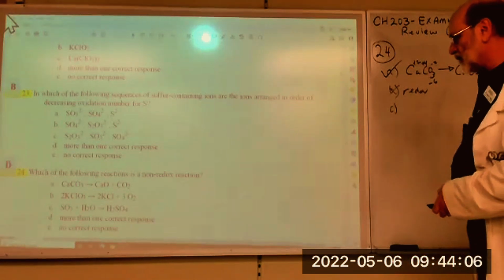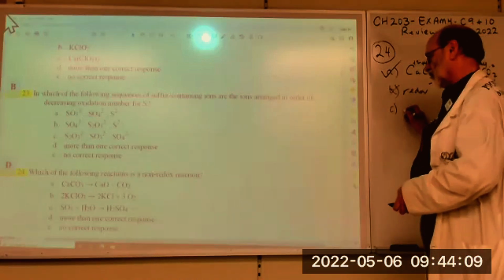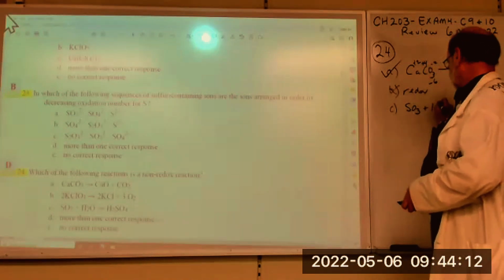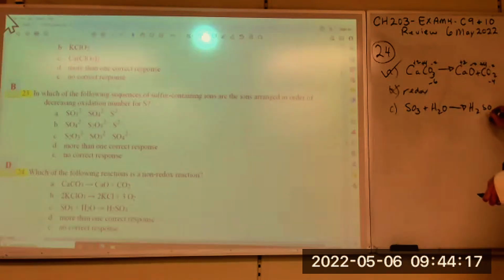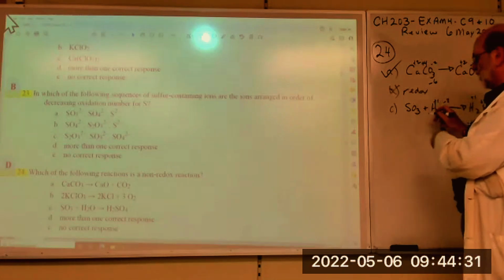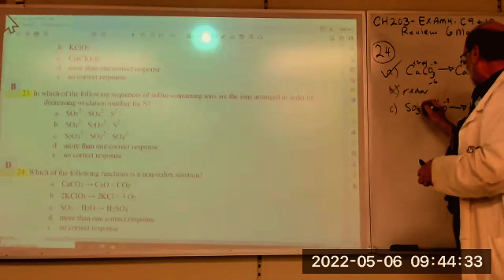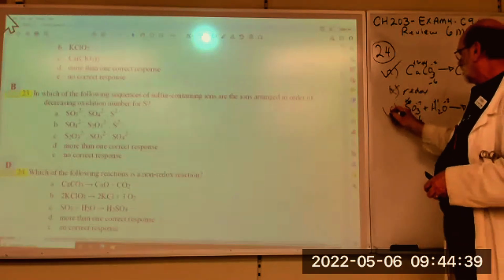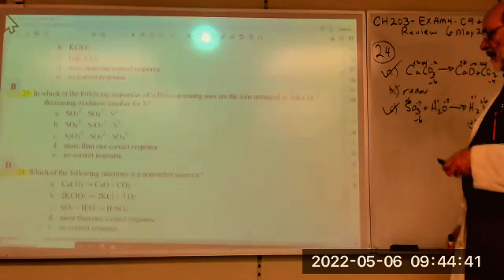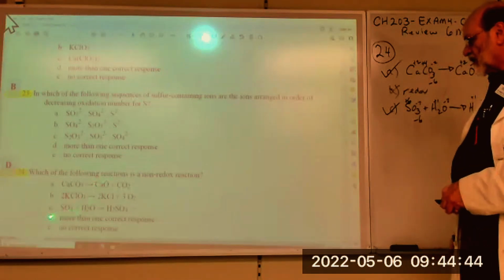SO3, H2O, H2SO4. Let's see about this one. SO3 plus H2O yields H2SO4. Okay, so that's +1, that means +2 total. This is a -2, means -8. So -6, this is a +6. Okay, -2 +1, we know that one, just memorize it. -2, -6, +6. Non-redox. So A and C are both non-redox. More than one correct answer.